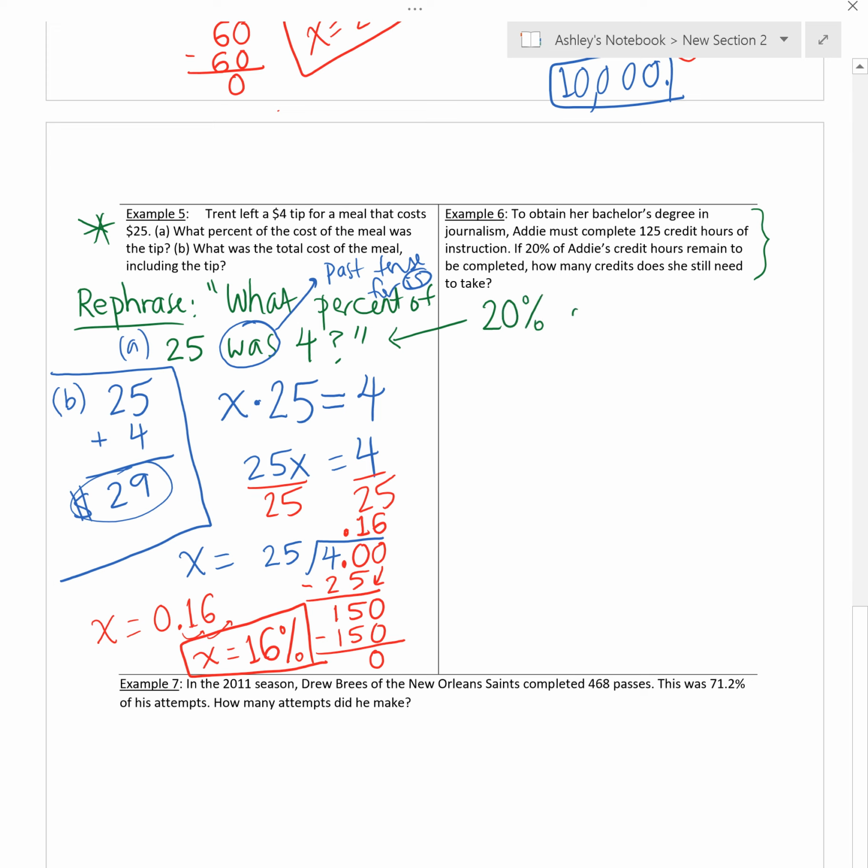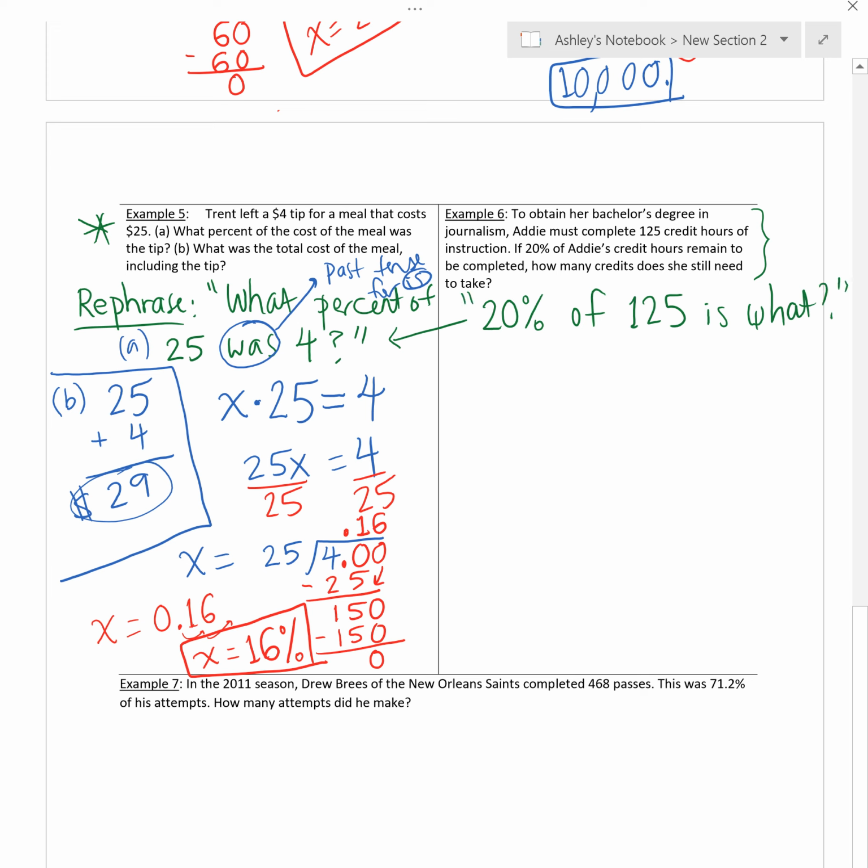20% of, okay, it's either 20% of what we want is 125, or 20% of 125 is what we want. But I think because 125 is the total, and she has 20% left, we're looking for what's 20% of 125? Because that's how many are left over. 20% of 125 is what? I guess that's what we're asking here. I think I phrased that kind of strange.